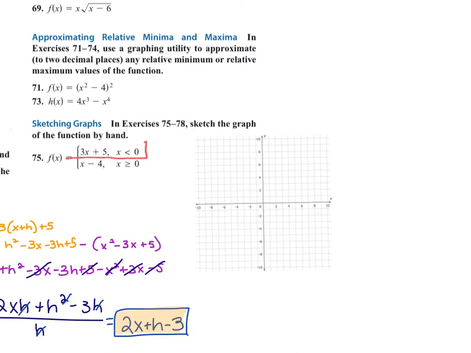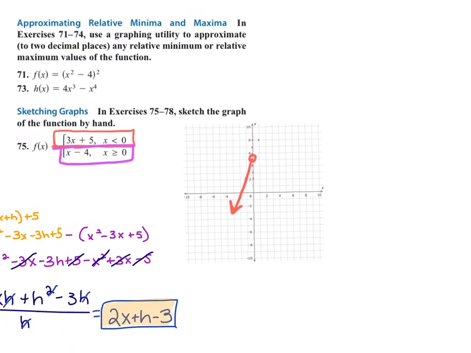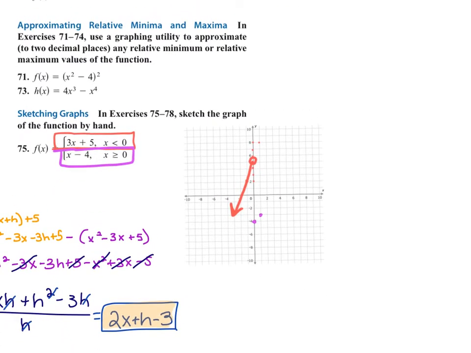So when it's less than 0, it's up 5 and up 1, 2, 3 over 1, down 1, 2, 3 over 1. So because it's less than 0, it's going to be an open dot here, and it's going to be pointing down that way. And then if it's greater than or equal to 0, it's x minus 4. So it's going to be a solid dot at 4, up 1 to the right 1.